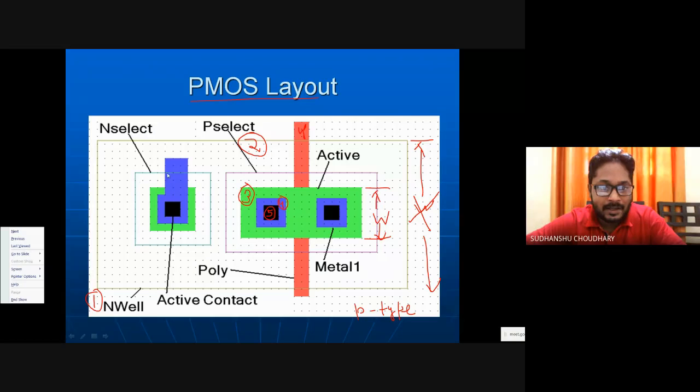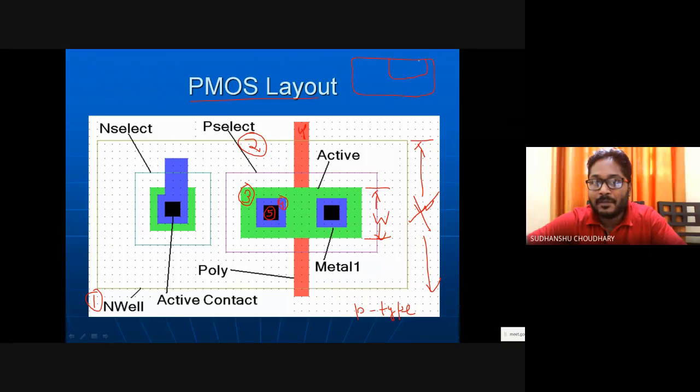Now to provide a body contact to this PMOS, you define a heavily doped N-type region in the N-well. Let us again come to this CMOS, where you have an N-well here, and in the N-well you have P plus regions. Let's say these are my P plus regions in the N-well. So this is the N-well. You need to connect this N-well, and for that you again create a body contact over here.